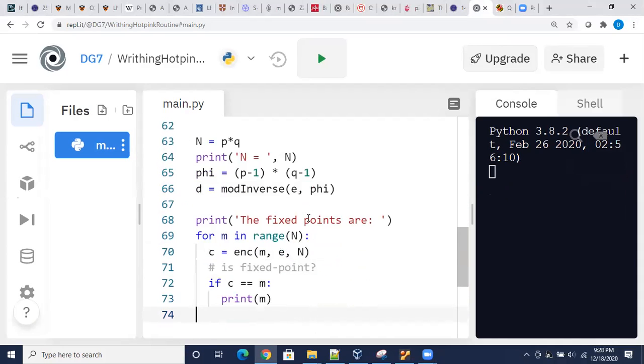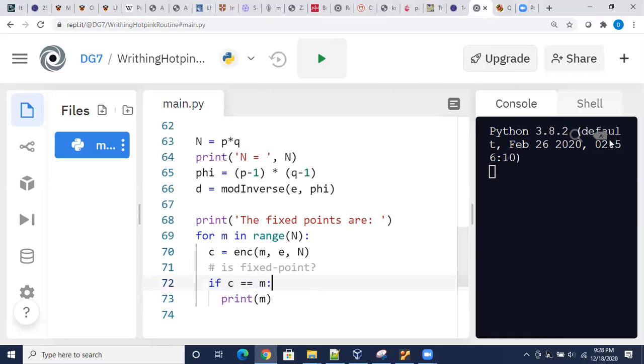That's the standard RSA procedure. And here is the main part of this demo. I would like to be able to print all the fixed points. Remember, fixed points are points that are not encrypted. Essentially, you send in m as a message to be encrypted to the encryption function, and the ciphertext you get back is also m. That's basically the fixed point.